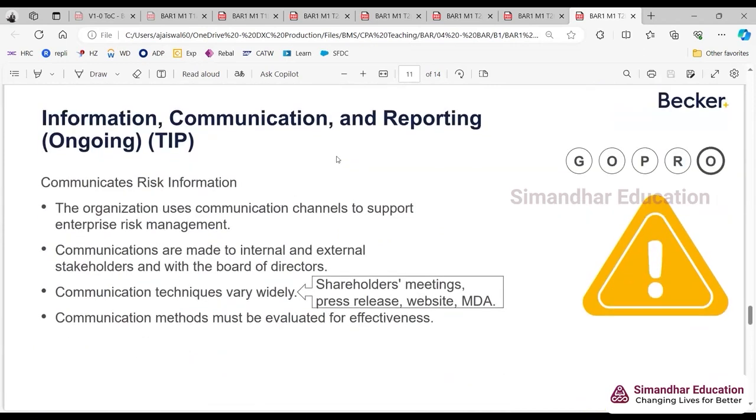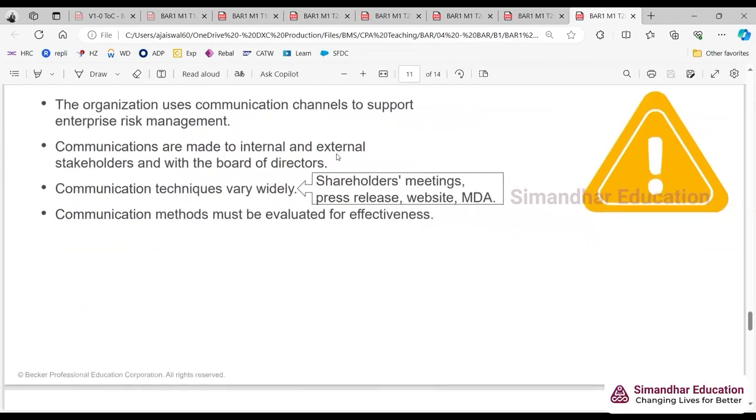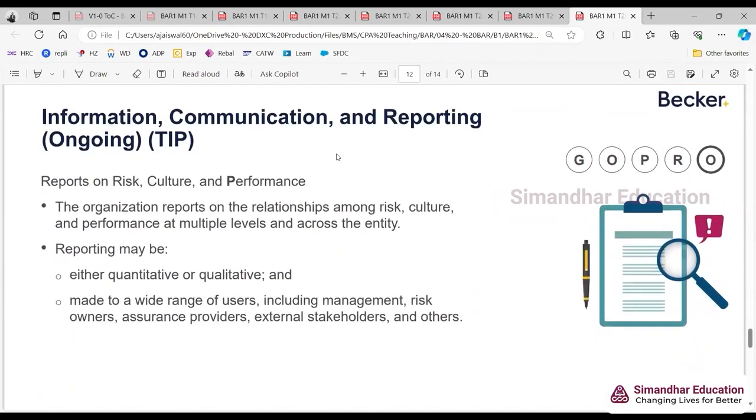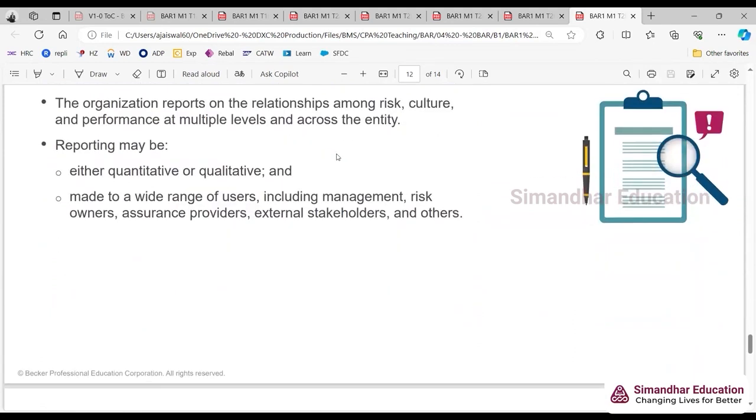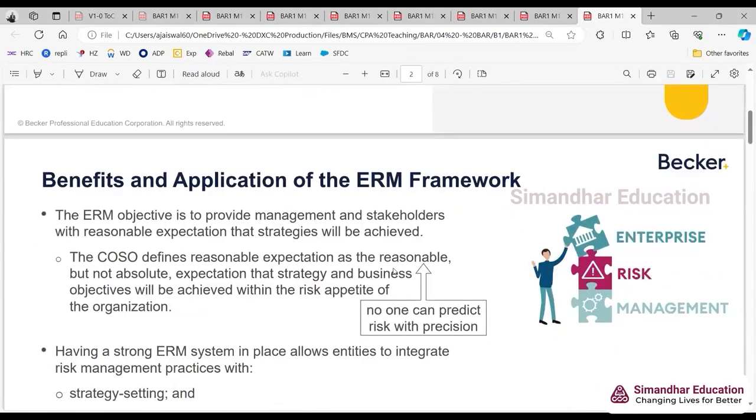Communicating the risk information. How do we communicate? There is something called MD&A. When you are filing your returns, annual reports or quarterly reports with the SEC, then you need to show something called MD&A, and in that the risks can be communicated to the shareholders. Or it can be put up on the website also, so that everyone can look at it on a public basis.